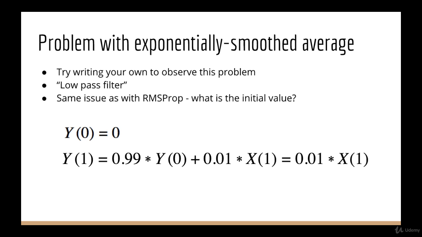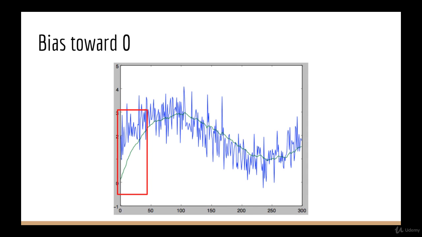The problem with exponential smoothing is, just like RMSprop, what should we initialize the output to? The output is supposed to depend on the current value of the input plus the last value of the output. But since there is no last value of the output for t equals 0, we typically just set that to 0. But in doing so, we then set the initial value of the output to something like 0.01 times the first input. This is assuming your decay rate is 0.99. So initially, your output is going to be biased towards 0. Is there anything we can do about that?